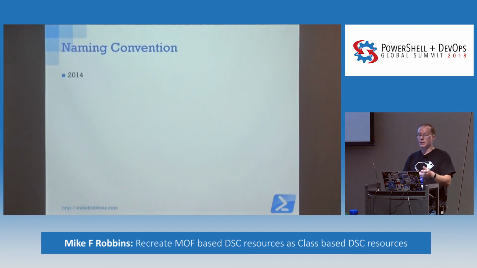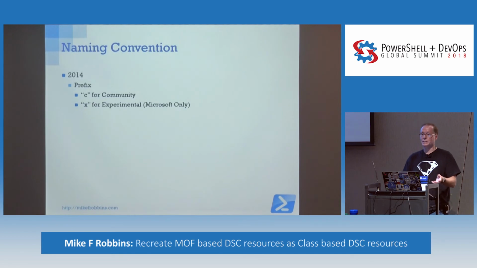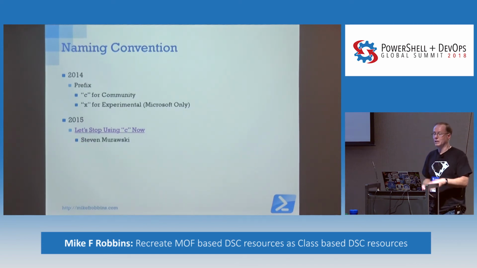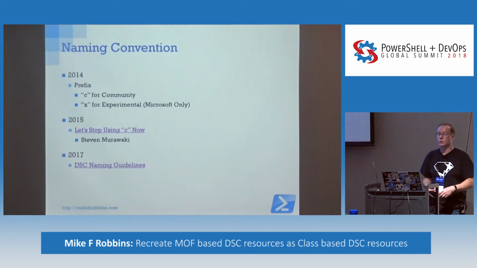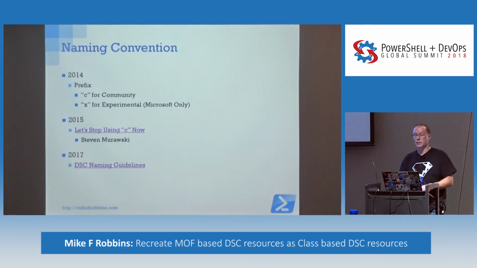So the naming scheme back in 2014, you had the C prefix that stood for community. You had X that stood for experimental, and it was for Microsoft only. In 2015, you started seeing things like Let's Stop Using C Now by Steve Murawski. I've got links in the slide deck. In 2017, you started seeing things on the PowerShell team blog about DSC naming guidelines.